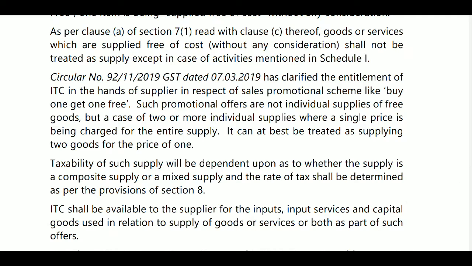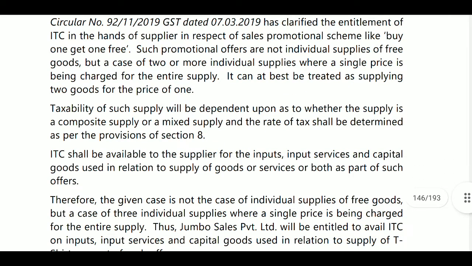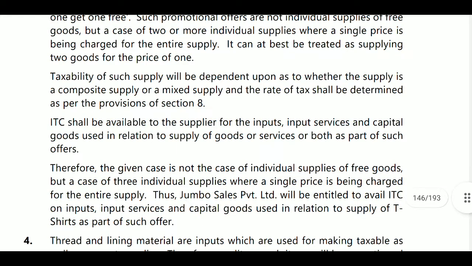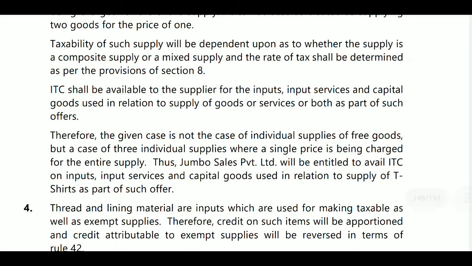In respect of sales promotion schemes like buy one get one free, such promotional offers are not individually a case of supplying free goods, but a case of two or more individual supplies where a single price is being charged for the entire supply. It can at best be treated as supplying two goods for the price of one. So it is treated as providing two goods for a single price.